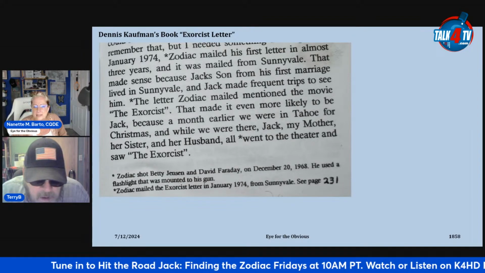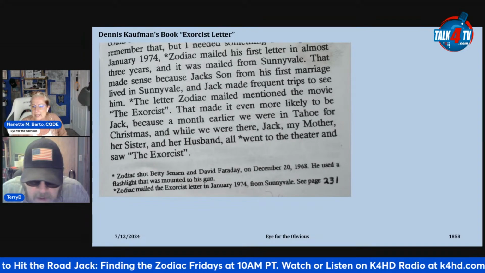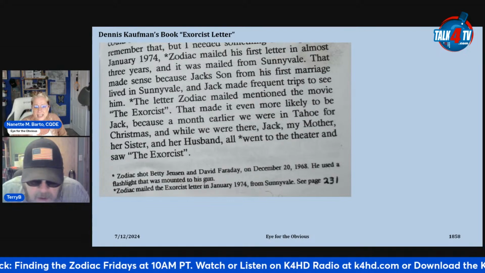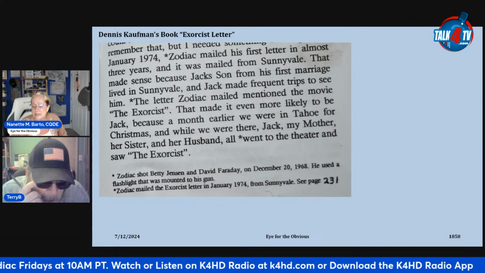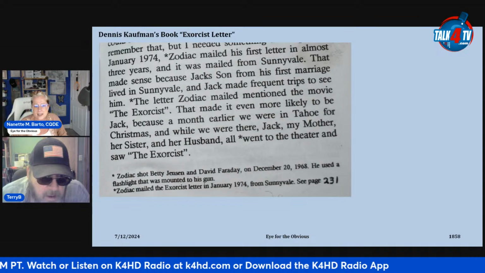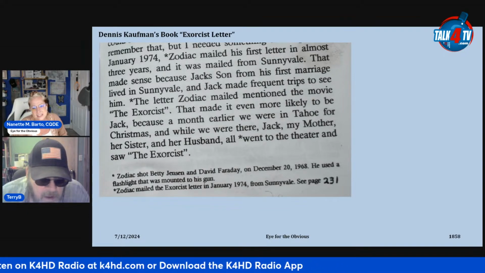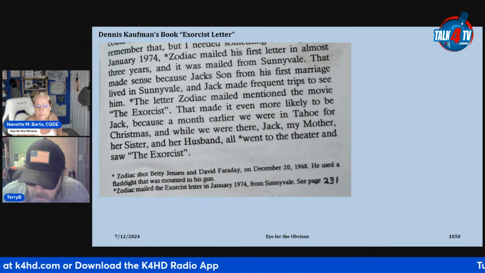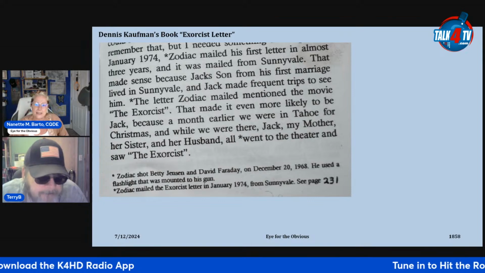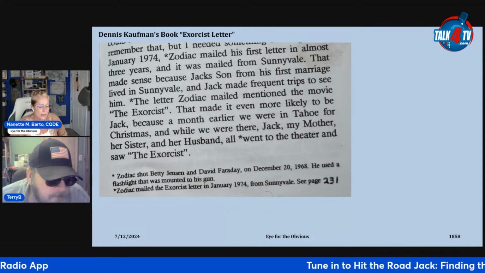He has mentioned Zodiac shot Betty Jensen and David Faraday on December 20th, 1968. He used a flashlight mounted to his gun, which is something Dennis recognizes Jack does when he hunts. And the Zodiac mailed the Exorcist Letter in January of 1974 from Sunnyvale, which he believed coincided with the picking up of Danny Reynolds from CYA.